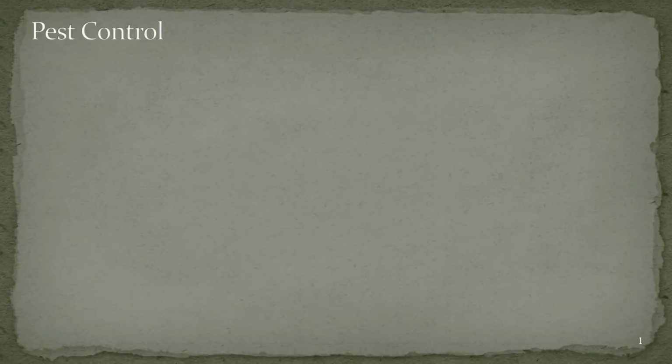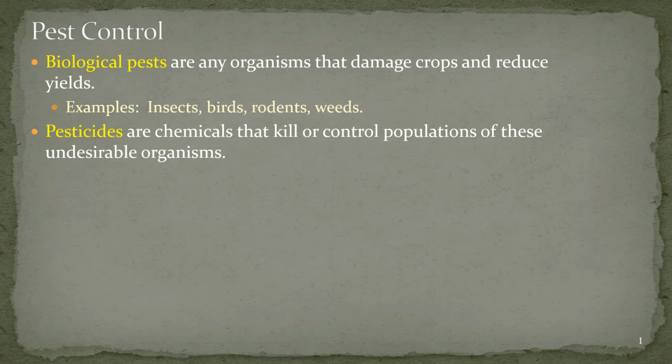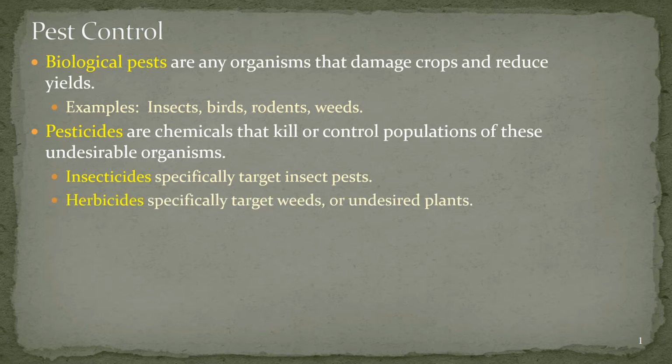All right, so for the second part of plant agriculture, we're going to continue talking about pest control. Biological pests are any organisms that damage crops and reduce yields. Examples include insects, birds, rodents, and weeds. Pesticides are chemicals that kill or control populations of these undesirable organisms. Insecticides specifically target insect pests. Herbicides specifically target weeds or undesirable plants.